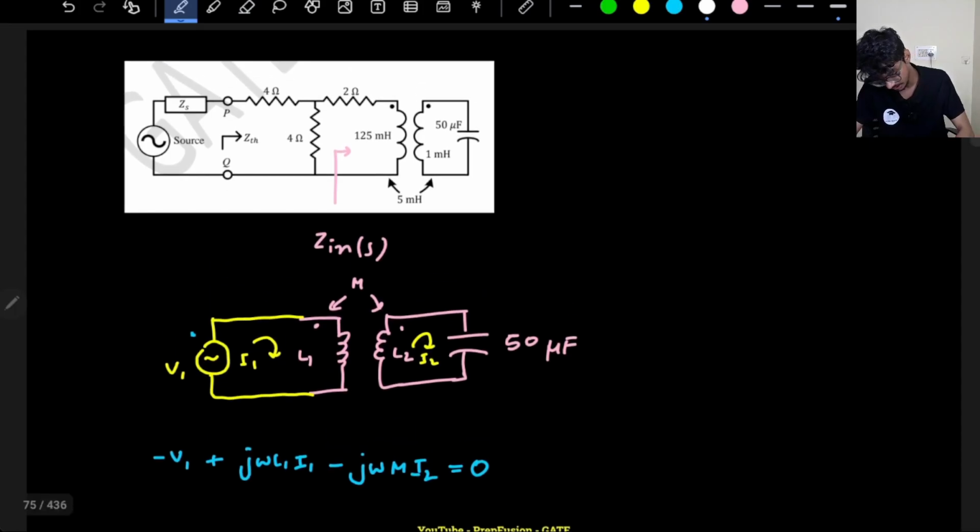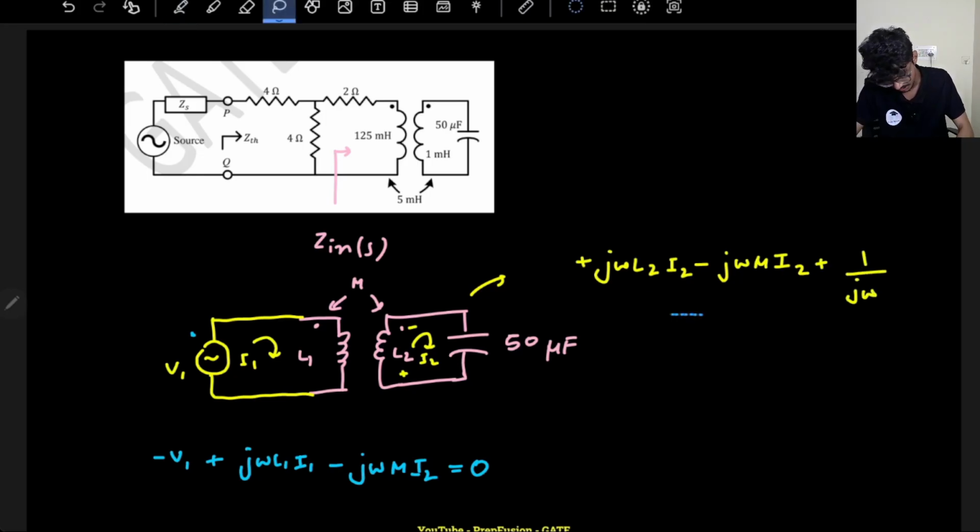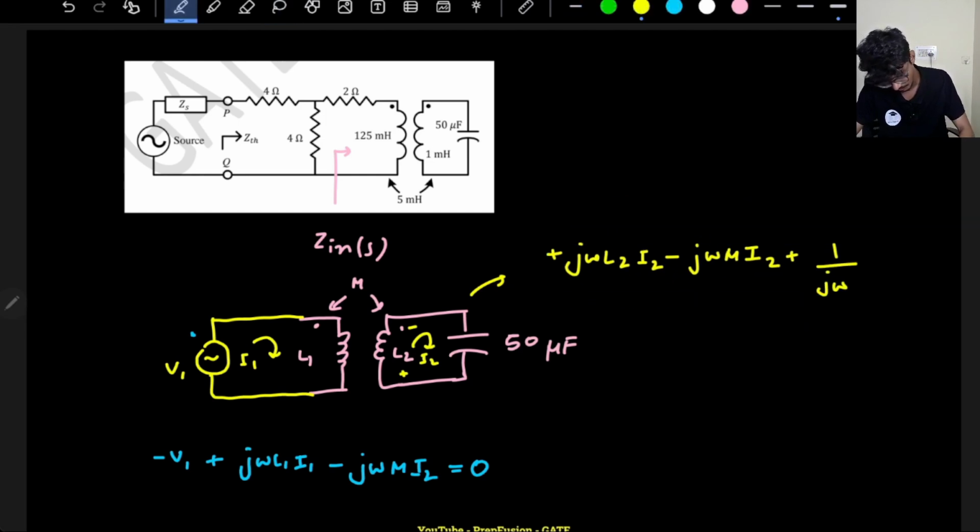Let's calculate the secondary side. If I write the KVL in the secondary side, the drop is like this, so it will be plus j omega L2 into I2, and again mutual EMF will oppose it, so it will be j omega M into I2, plus 1 by j omega C into, sorry, this will be I1, right?